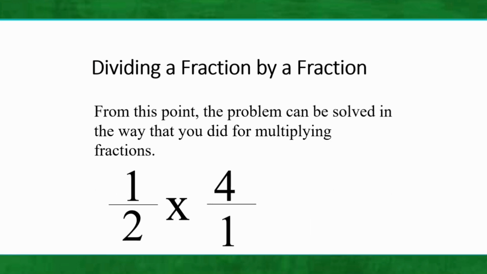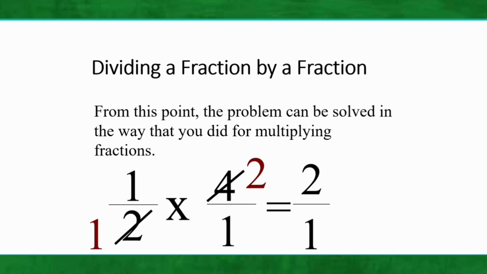From this point, the problem can be solved in the way that you did for multiplying fractions. Here, we can do the cross-canceling method, 2 and 4. Now the GCF of 2 and 4 is 2, so 2 divided by 2 is 1, and 4 divided by 2 is 2. Then, multiply. 1 times 2 is 2, 1 times 1 is 1. So the answer is 2.